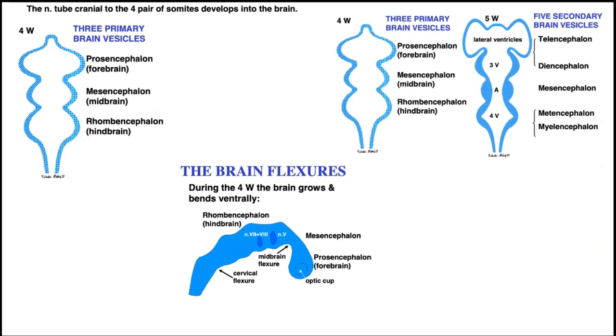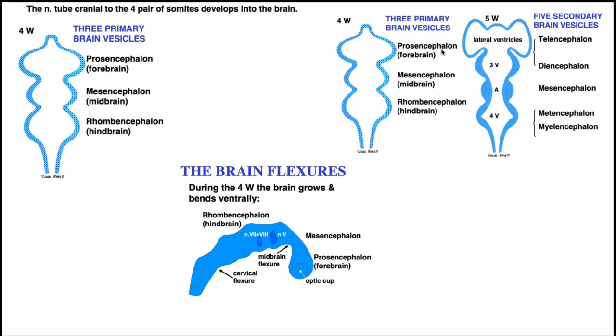You need to know these images very well. It's not that complicated. We start with 3 vesicles. So this is the brain, but first it starts off as these 3 vesicles. You have your forebrain, your midbrain, and your hindbrain, also known as prosencephalon, mesencephalon, and rhombencephalon. Around the 5th week, your prosencephalon and your rhombencephalon, or your forebrain and your hindbrain, are going to further divide into 2. So in the end, we end up with 5 brain vesicles.